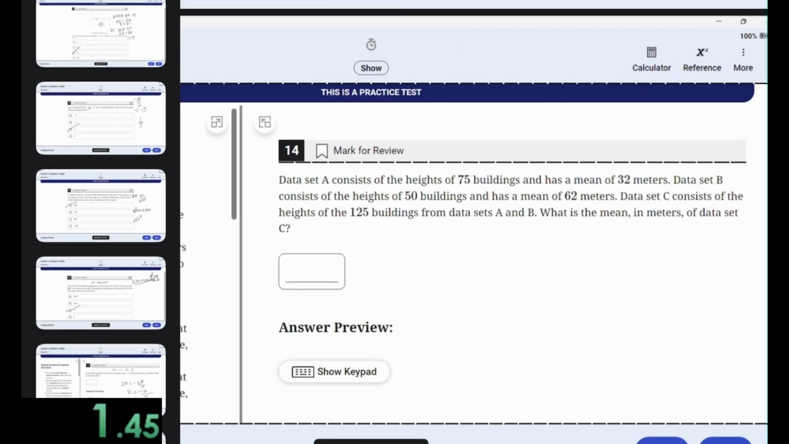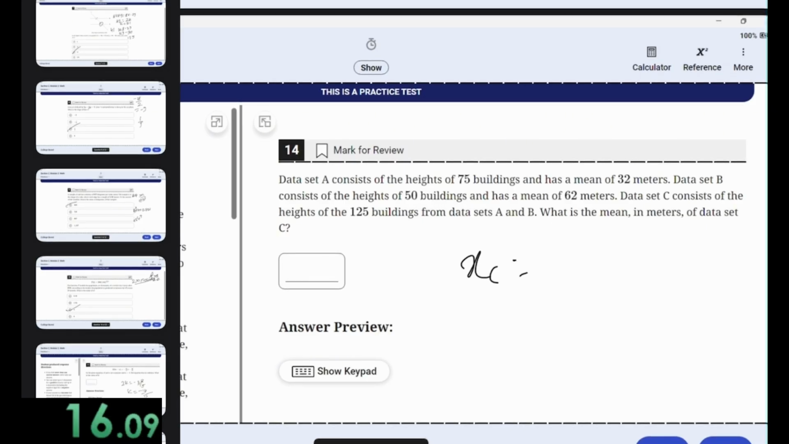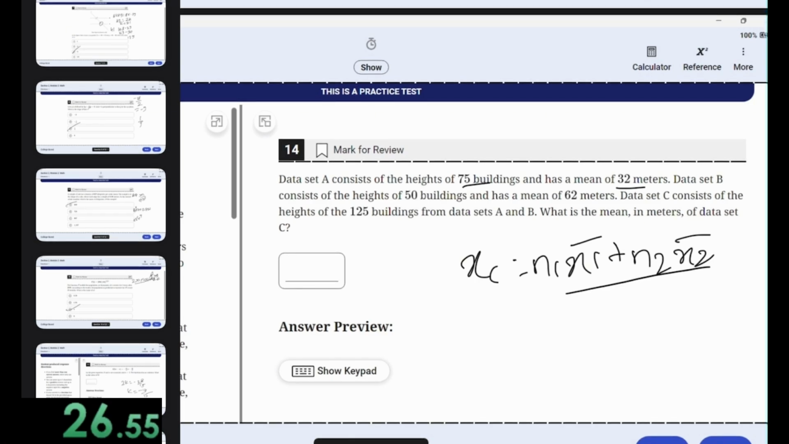Dataset A consists of 75 buildings and a mean of 32 meters. Okay, and dataset B consists of 50 buildings and mean 62 meters. Dataset C consists of heights of 125 buildings from dataset A and dataset B. What is the mean of dataset C? Okay, so combined mean of dataset C will be equal to n1 into mean of first one, n2 into mean of second, and then n1 plus n2.